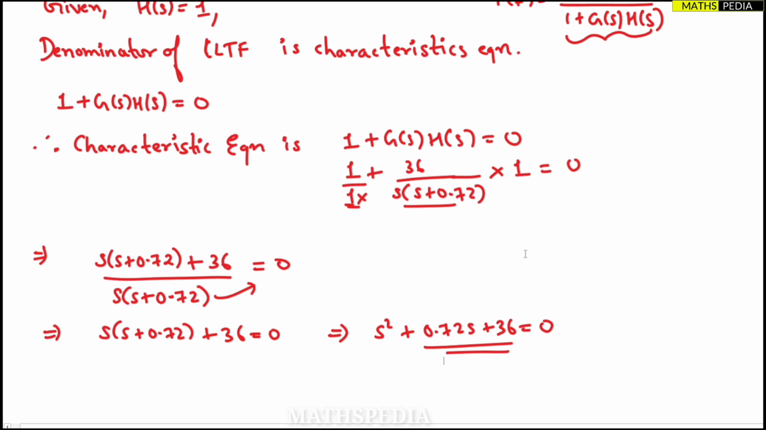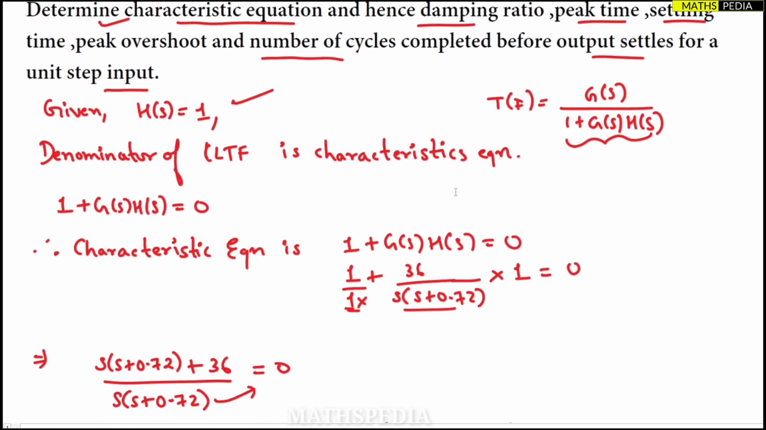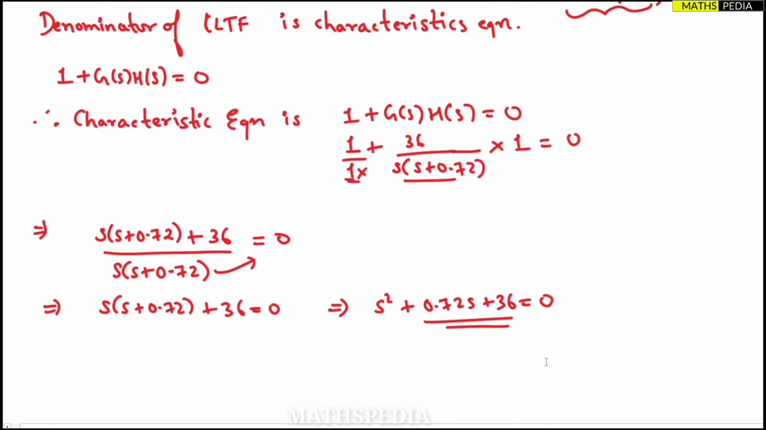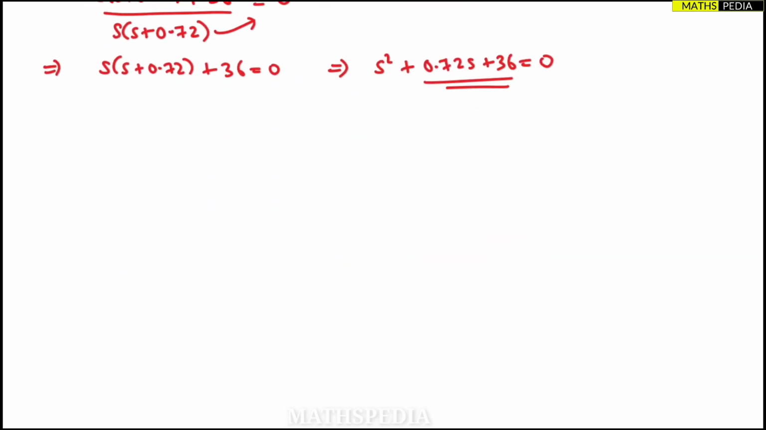Now from this, can I get the value of peak time and damping ratio? Because in previous questions we found the closed loop transfer function, this entire thing. Then we went for comparison with the second order system standard equation. So in previous types of questions we compared with the standard equation of second order system. Let me just write the standard equation of second order system.